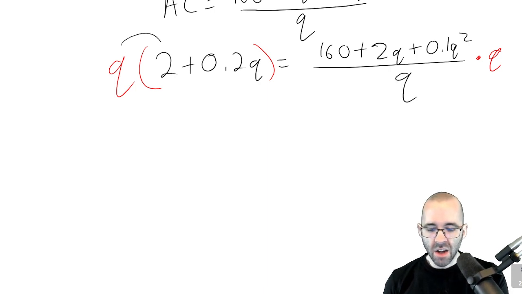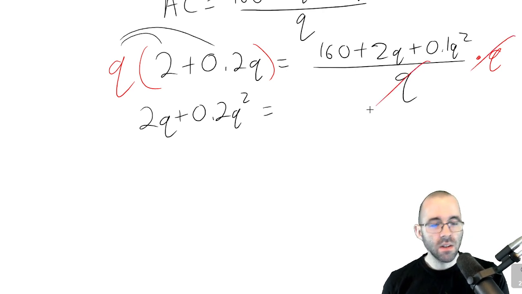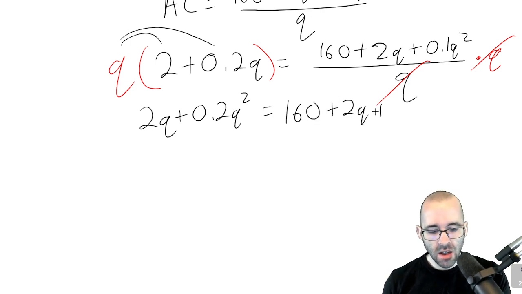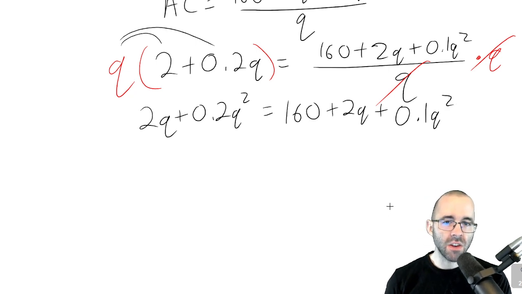Now on the left-hand side, we have to distribute to get 2q plus 0.2q squared. And the right-hand side is really nice. We get cancellation. That's the whole point of multiplying both sides of an equation by a least common denominator. It completely gets rid of the fraction. Now we need to get all the terms on the same side.